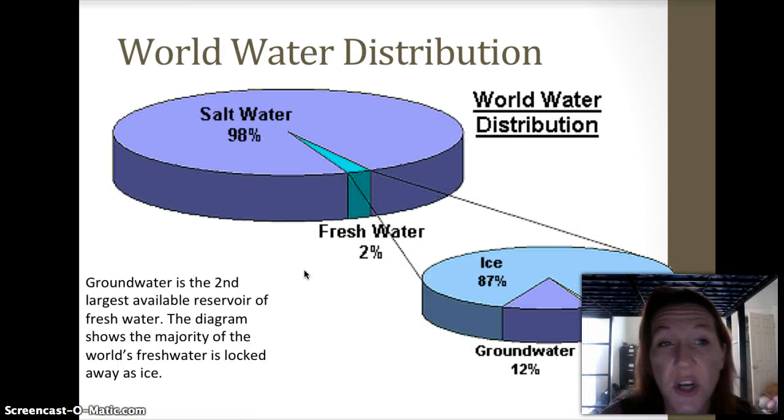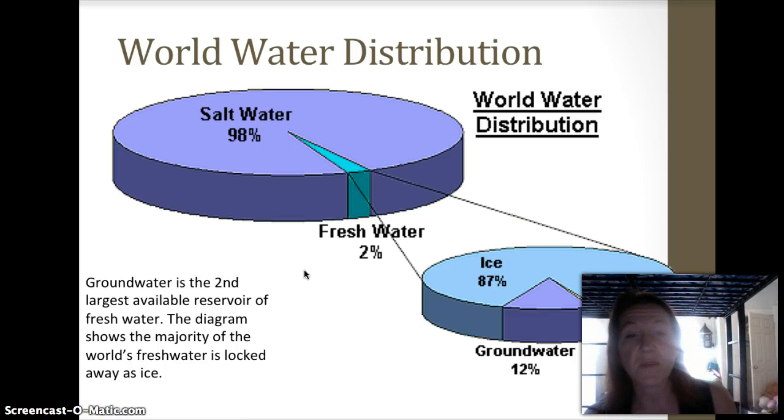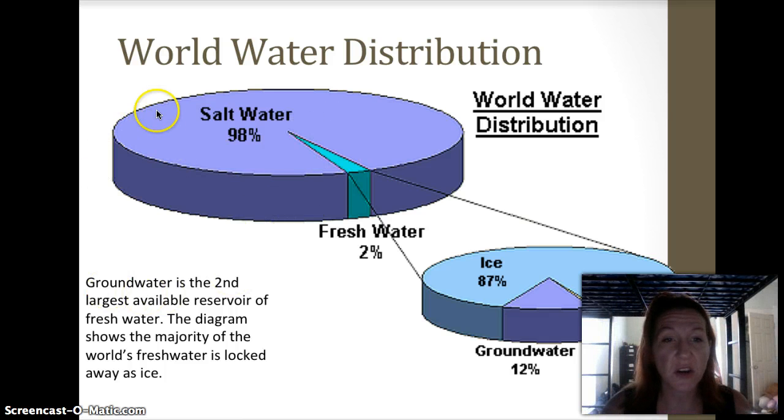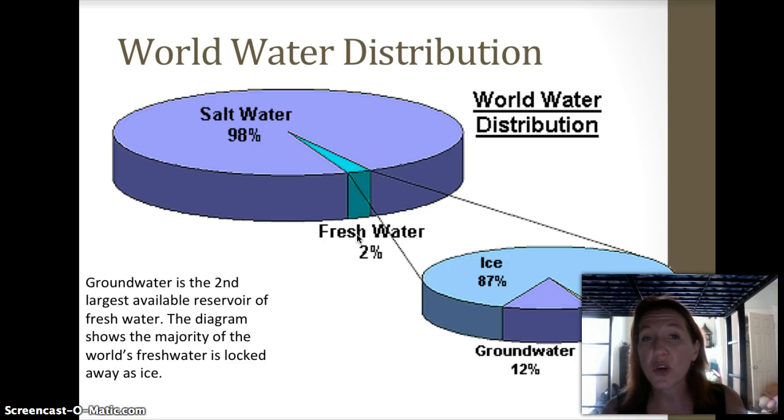Here's our first pie chart. This is of the world water distribution. The first pie chart here is showing salt water versus fresh water. Out of 100%, 98% of the water that's available is salt water. And then that leaves 2% for fresh water. So although the planet's called Earth, I always thought it should be called ocean because it's 70% ocean. And there is very little fresh water that is available to us.